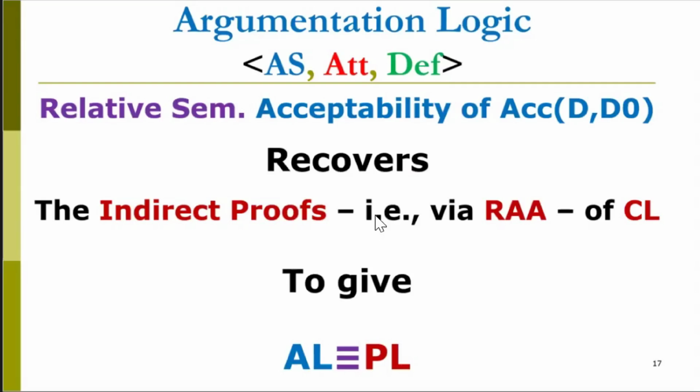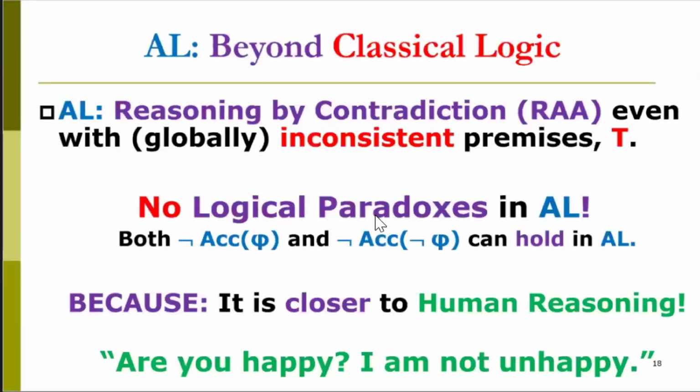All right? It is not acceptable. And this is what gives you the equivalence of the two logics. The difference, of course, is that with argumentation logic, if you assume that a formula is not acceptable, that does not mean that its negation is acceptable. It only means that if your premises are consistent. If your premises are inconsistent, you can have a situation where a formula is not acceptable and its negation is not acceptable. This is the classical case of paradox. But argumentation logic does not have any paradoxes, exactly because it gracefully allows this situation to happen.